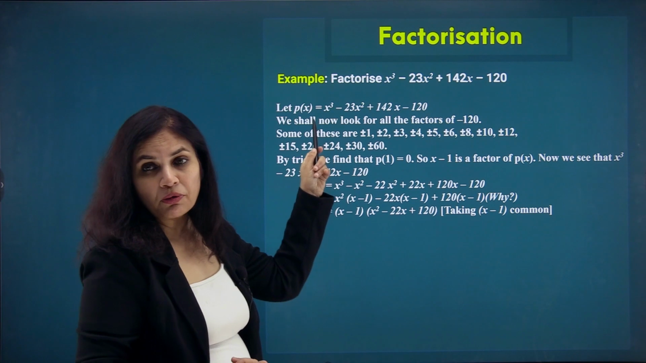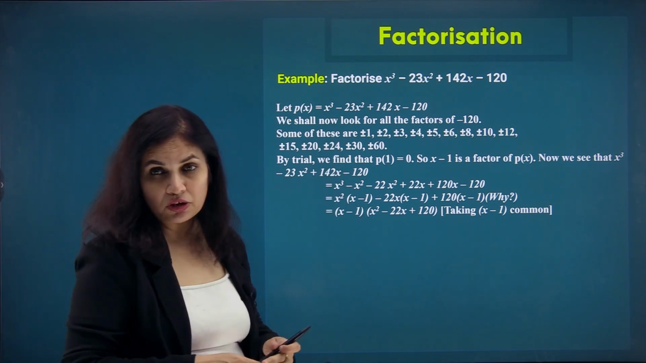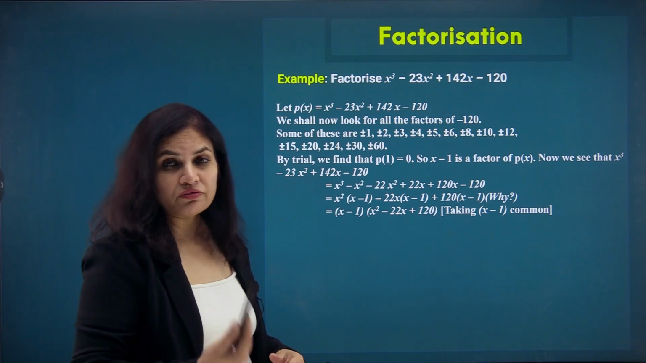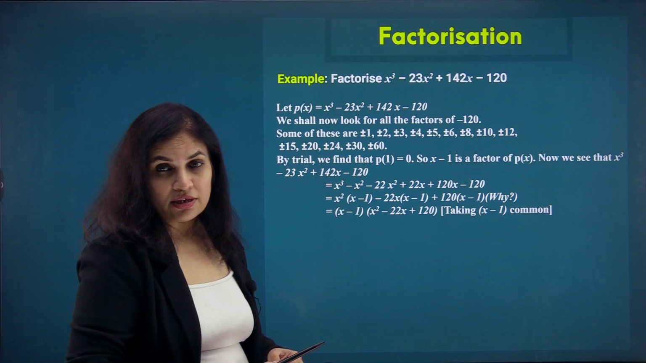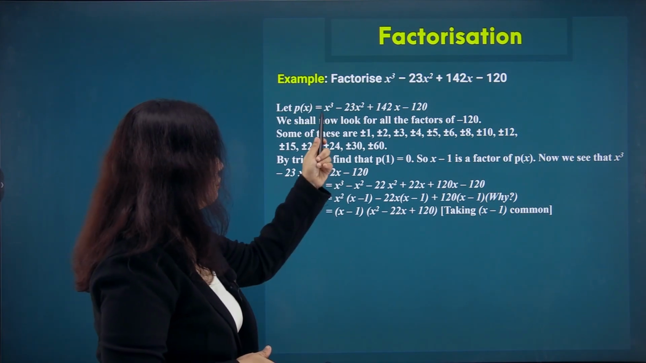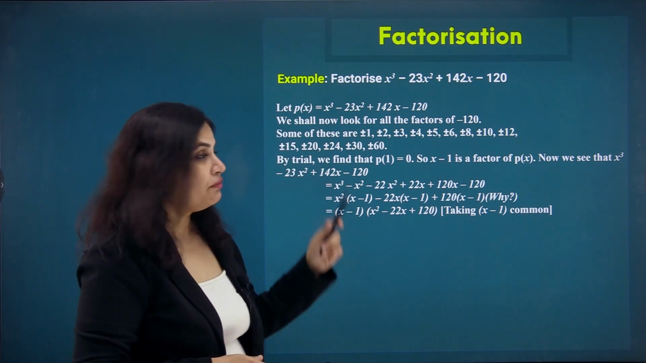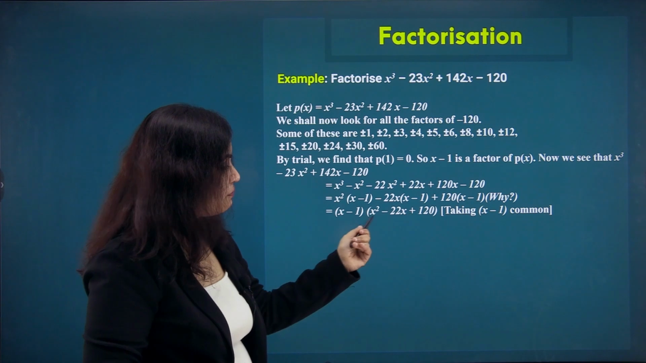Since it's a cubic polynomial, it will have 3 zeros or 3 factors because the degree of the polynomial, let us recall, the number of zeros is always equal to the degree of the polynomial. The maximum number of zeros will not exceed 3. There will be 3 zeros, the first being x minus 1, the remaining 2 we can find from here.